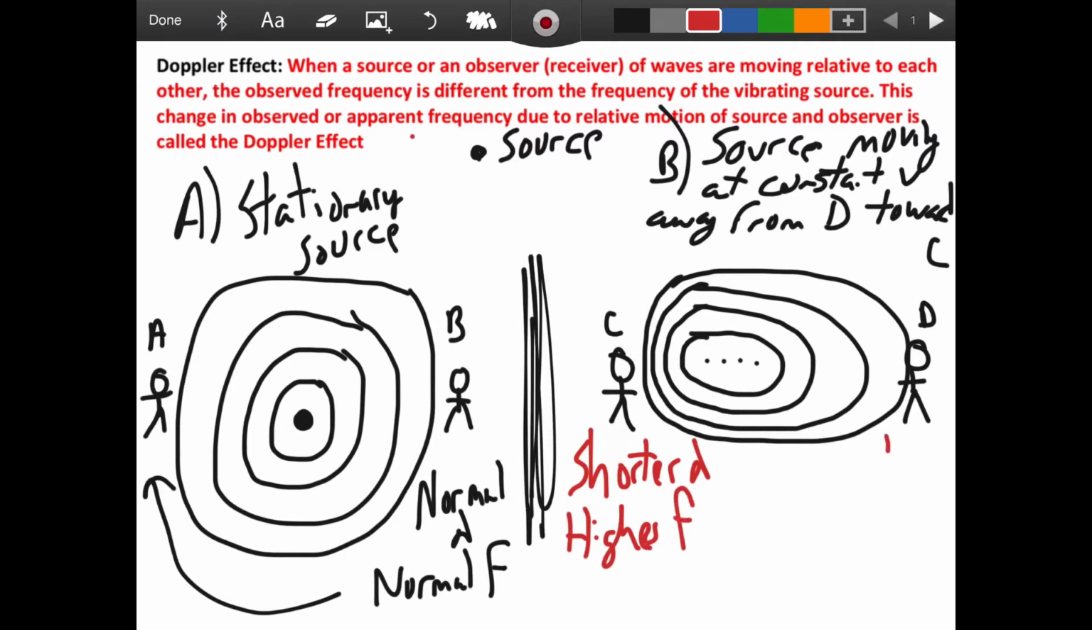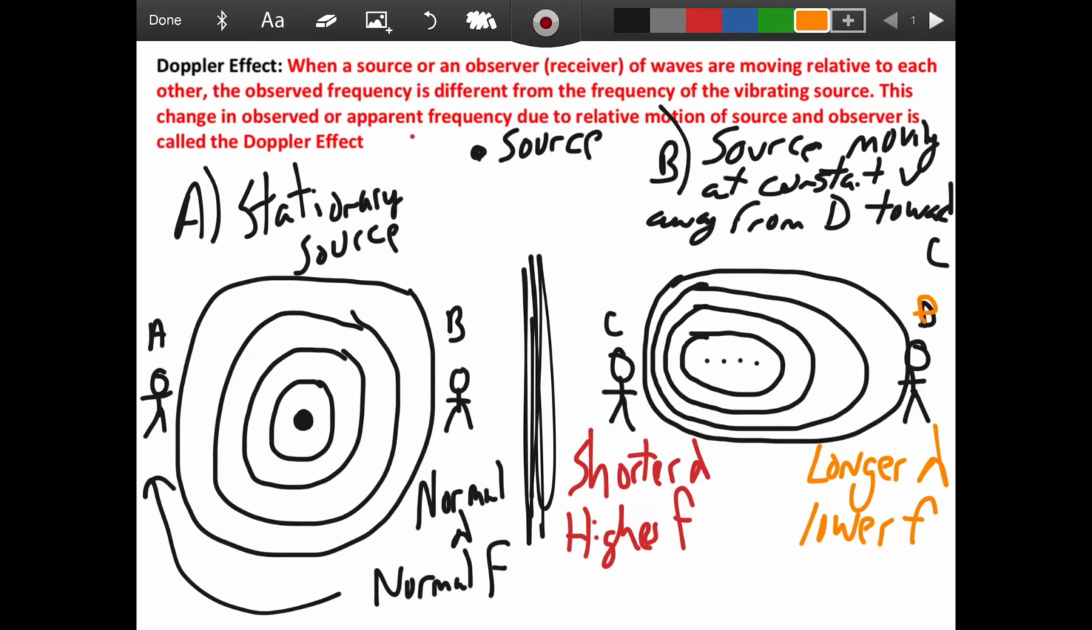And at D, these wavefronts are spread apart more. So observer D is going to observe a longer wavelength and a lower frequency. Even though the source is going to emit a constant frequency, they will observe different things.